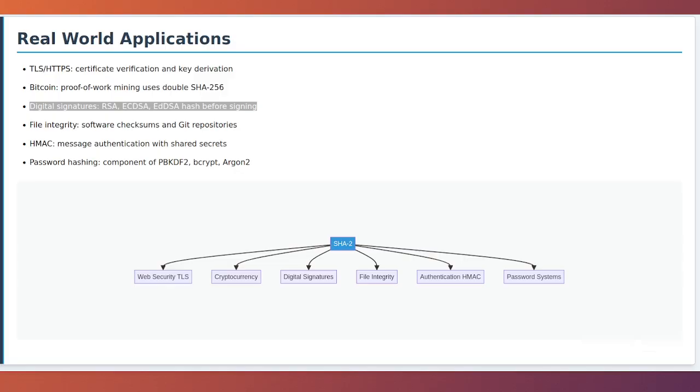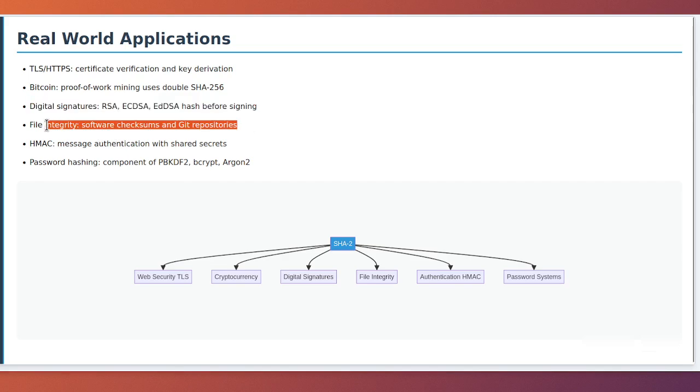Systems typically use SHA-256 or SHA-512 as part of password-based key derivation functions like PBKDF2 or as the underlying hash in bcrypt and Argon2. Application 5 is file integrity and checksums. Software distributions often provide SHA-256 hashes so you can verify your download was not corrupted or tampered with. Git uses SHA-1 currently but is migrating to SHA-256.